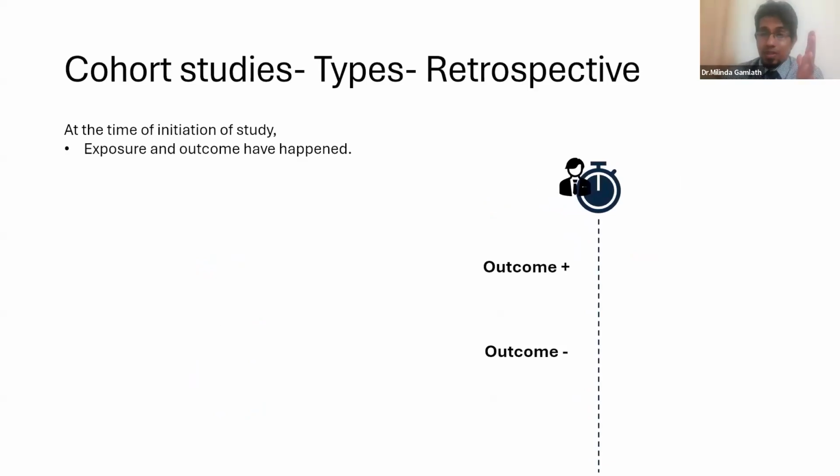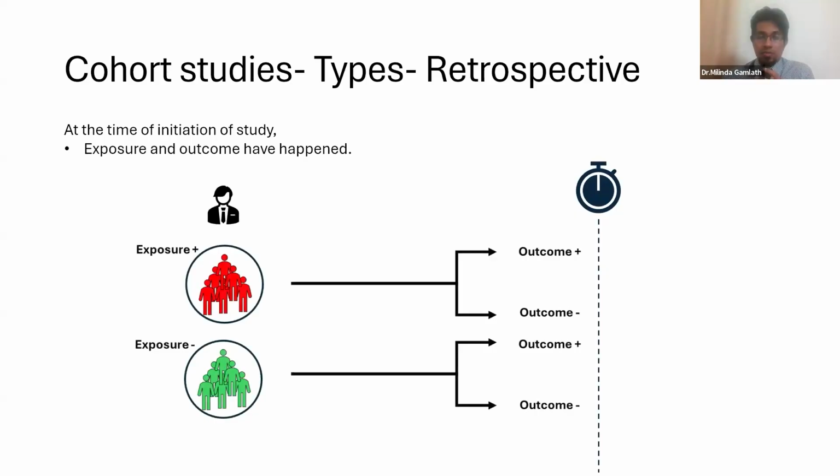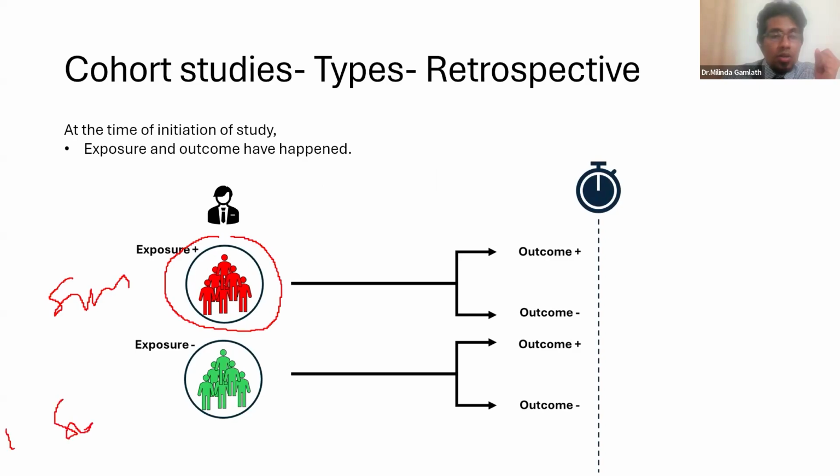Retrospective means the start is at the end. The exposure and the outcome have already happened. But the process doesn't change. An example of this would be, if you did the research 20 years later, now people have already got lung cancer, but they go back and look at the medical records of these patients, and then you divide those patients into two groups: people who are smokers and people who are non-smokers.